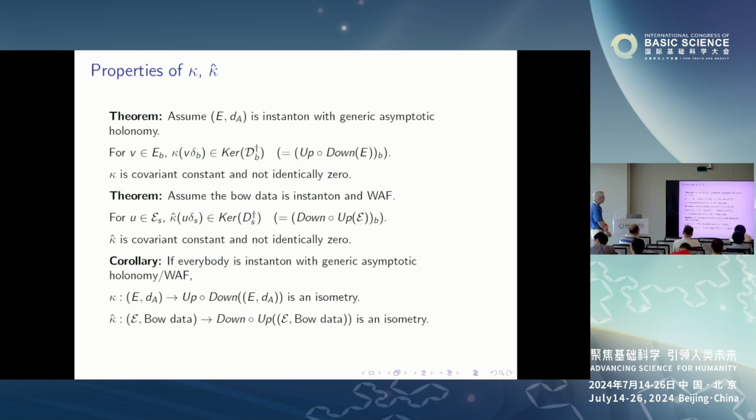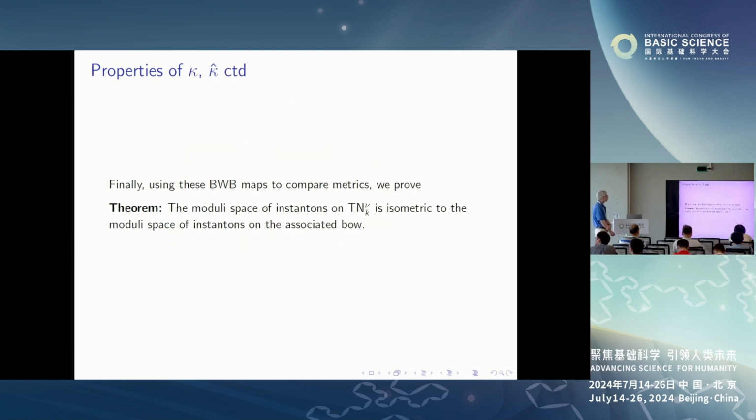And similarly, if you started with a bow, kappa hat gives you a connection preserving isometry between E with the original bow data and the Nahm squared of that. Finally, we can use these maps to compare metrics, and we prove that the moduli space of instantons on multicenter Taub-NUT is isometric to the moduli space of instantons on the associated bow.